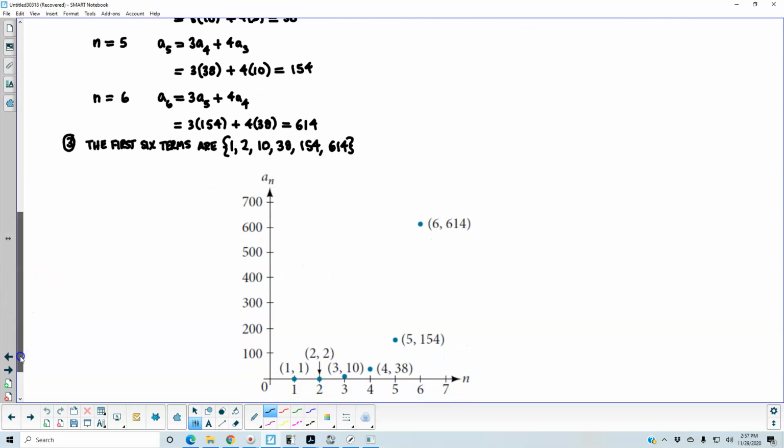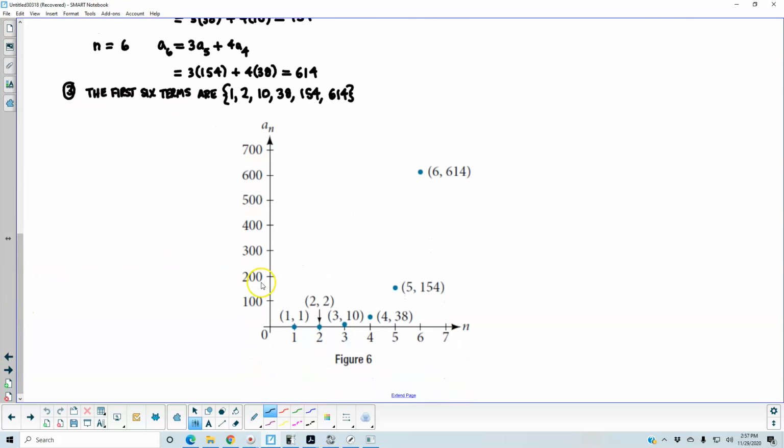And then if we wanted to graph the ordered pairs according to n, so when n was 1, the first term was 1, so it's 1, 1. When n was 2, the second term was 2, so we have 2, 2. When n was 3, then the third term was 10, so that's 3, 10. When n was 4, the fourth term was 38, 4, 38. When n was 5, the fifth term was 154. And when n was 6, the sixth term was 614.